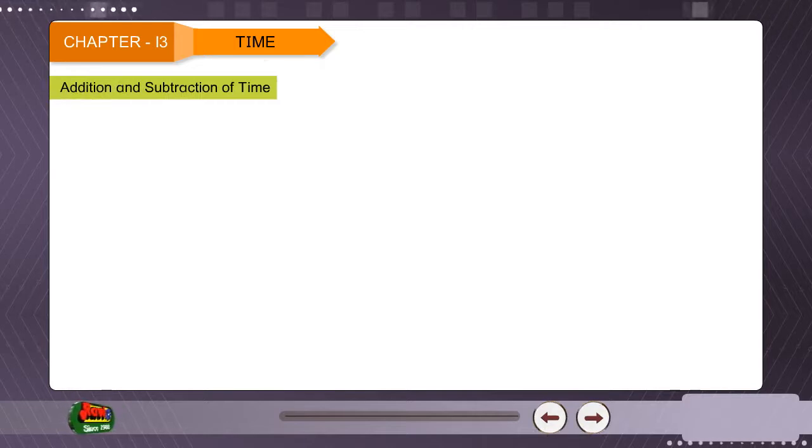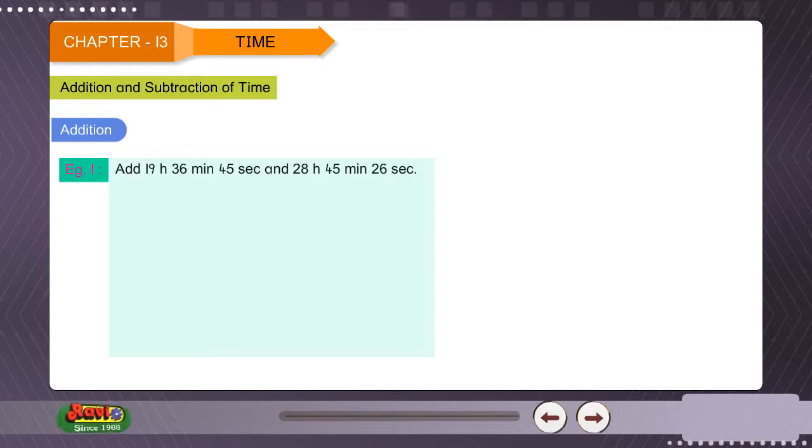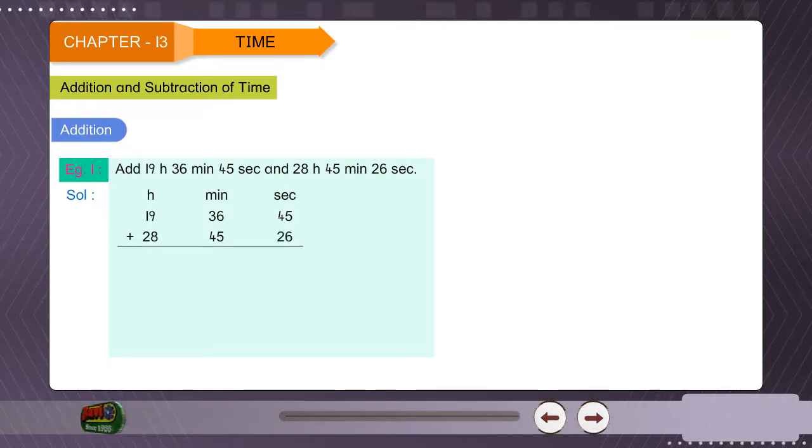Addition and subtraction of time. Addition. Example 1. Add 19 hours, 36 minutes, 45 seconds and 28 hours, 45 minutes, 26 seconds. Solution. Hours, minutes, seconds. 19 hours, 36 minutes, 45 seconds plus 28 hours, 45 minutes, 26 seconds is equal to 47 hours, 81 minutes, 71 seconds.